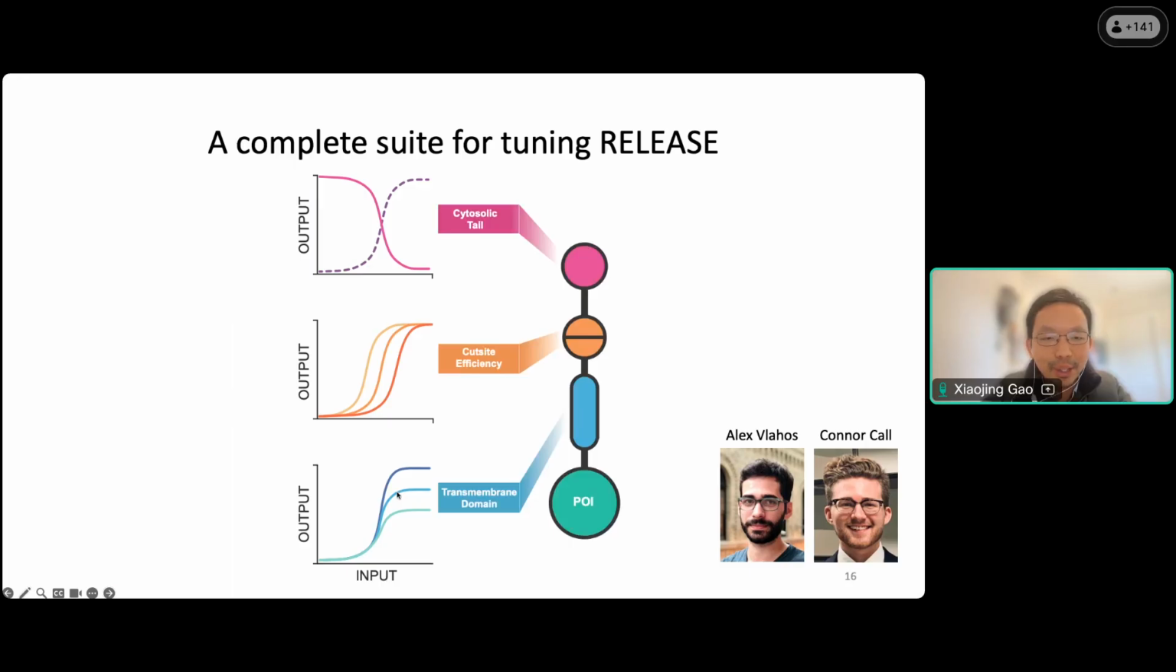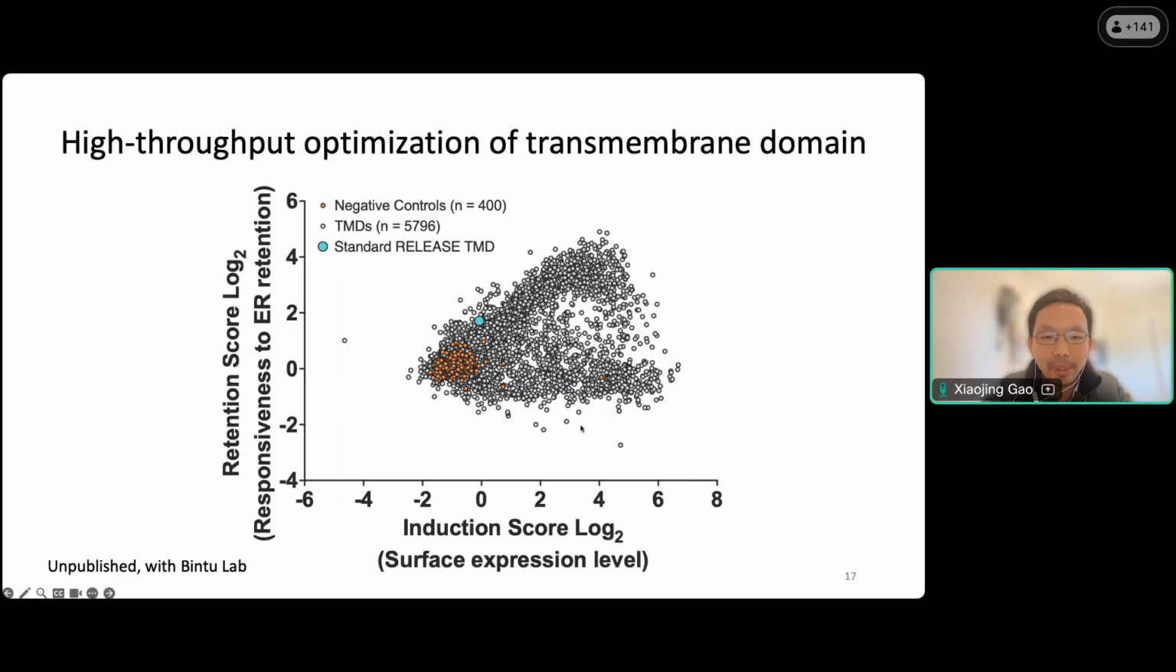Just showing one last data slide, what we realized is that this seemingly boring, unremarkable transmembrane domain, just a single-pass alpha helix, right? We tried all the transmembrane domains we could find in the human proteome and realized that they have a huge impact on how our system works. So the x-axis to the right is better, and tells you how strong the surface expression is. And the y-axis tells you how responsive it is to our ER retention regulation module. It turns out that our favorite transmembrane domain sits somewhere here, and we have much better candidates these days sitting here.